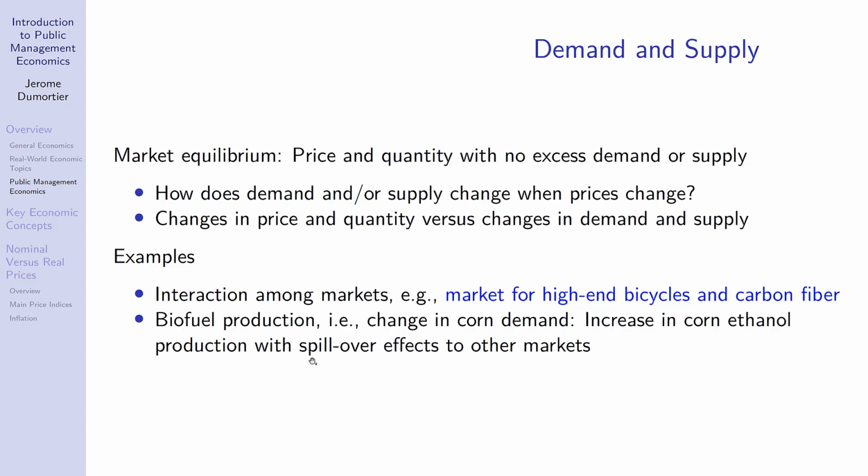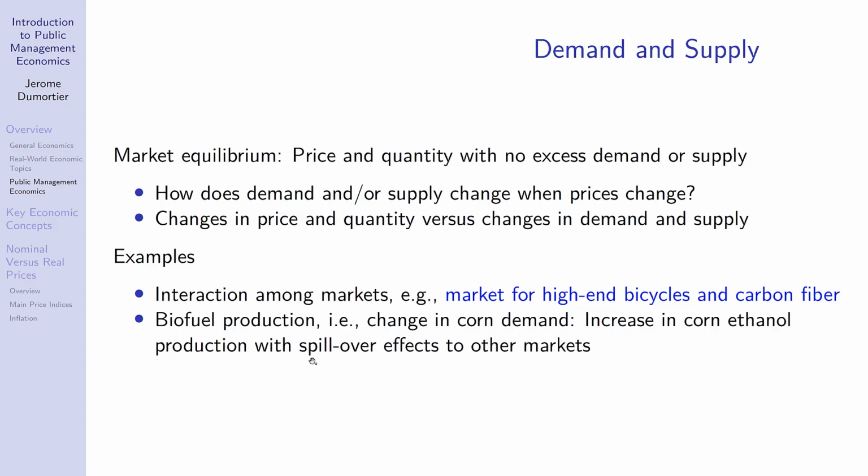Markets operate where demand and supply intersect. At equilibrium, price and quantity adjust so that there is no excess demand or supply. Economists ask how demand and supply changes when prices change, and how to distinguish between a movement along a curve versus a shift of the curve itself.